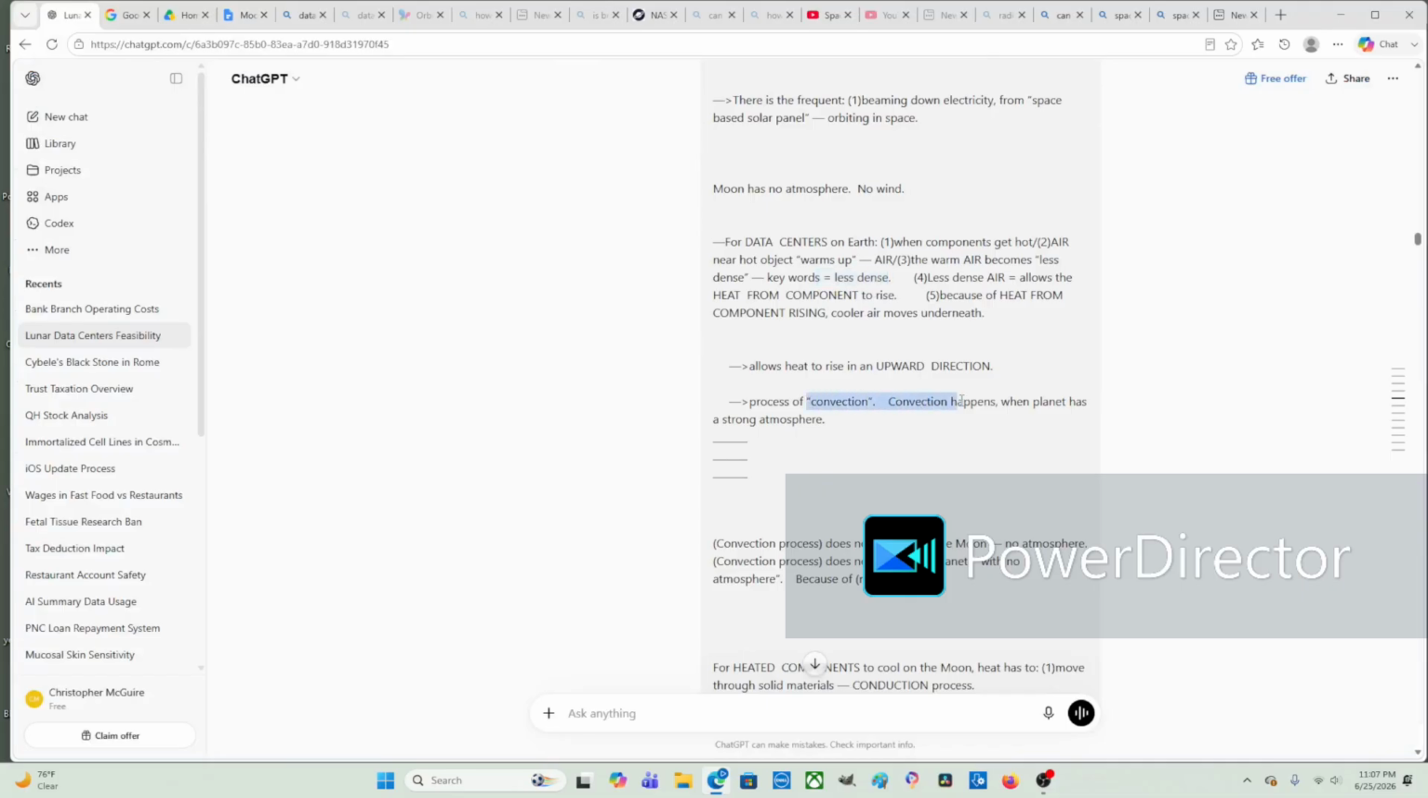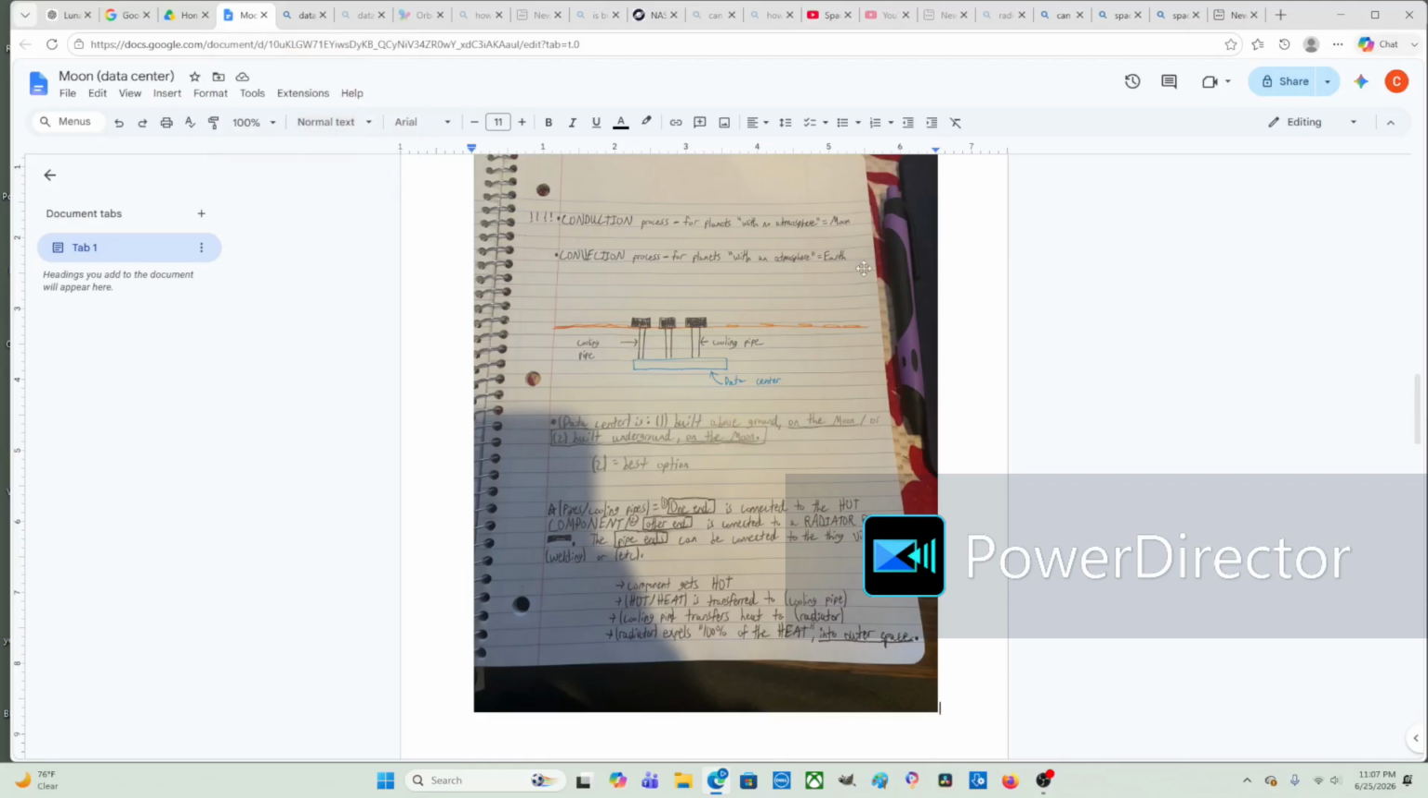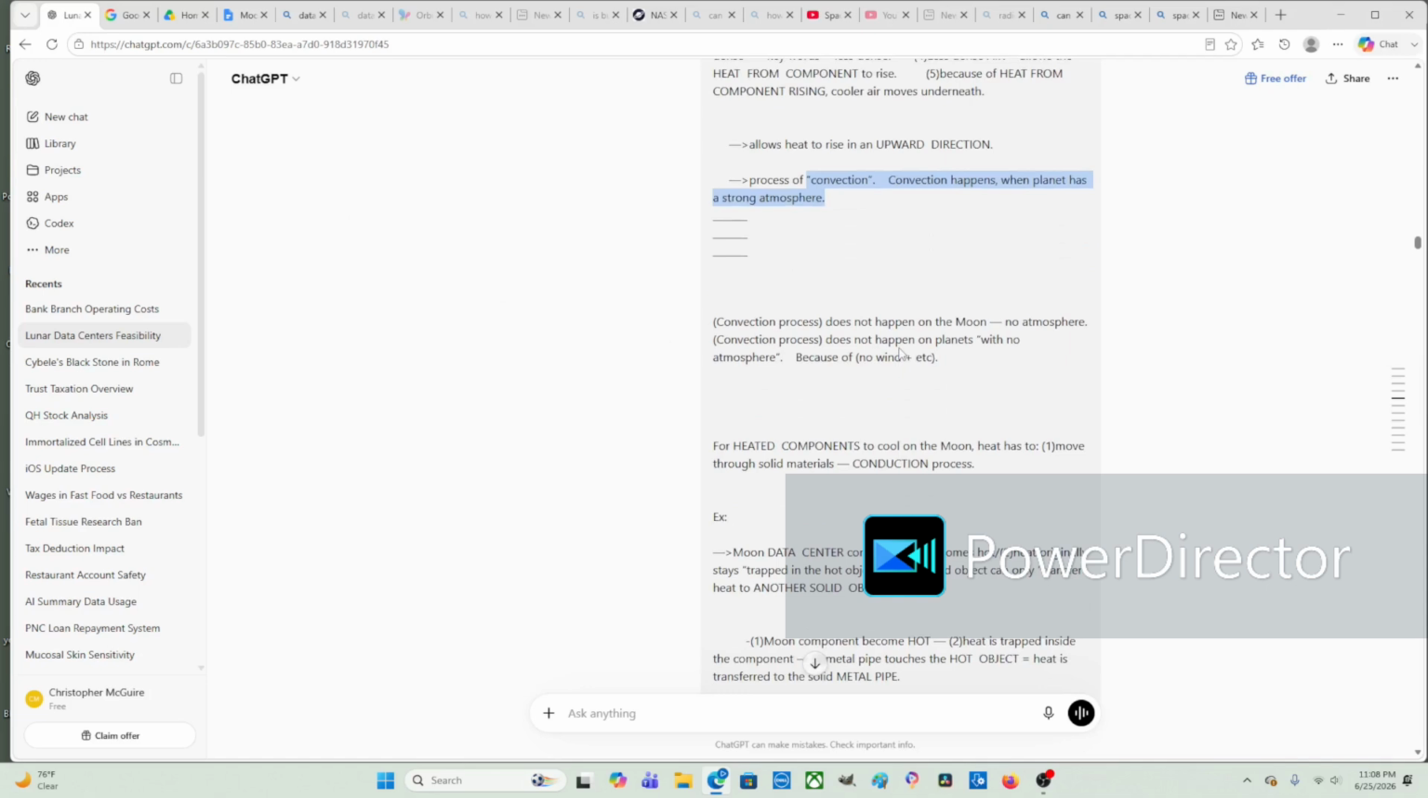Convection happens when a planet has a strong atmosphere. For planets with an atmosphere, like Earth, convection. For planets with no atmosphere, like the Moon, conduction. Convection does not happen on the Moon, because there is no atmosphere, no wind, and so on.